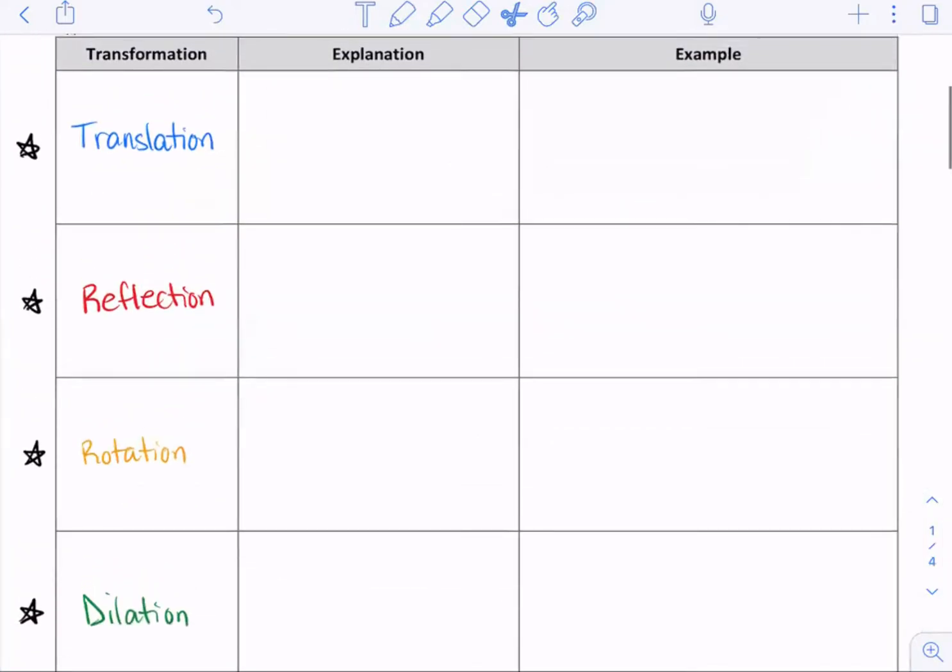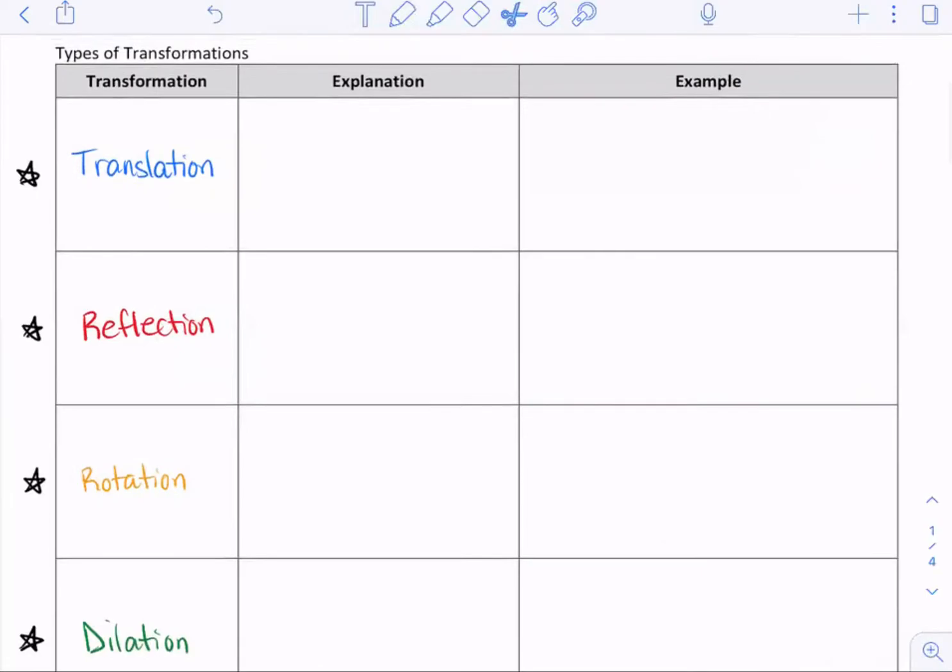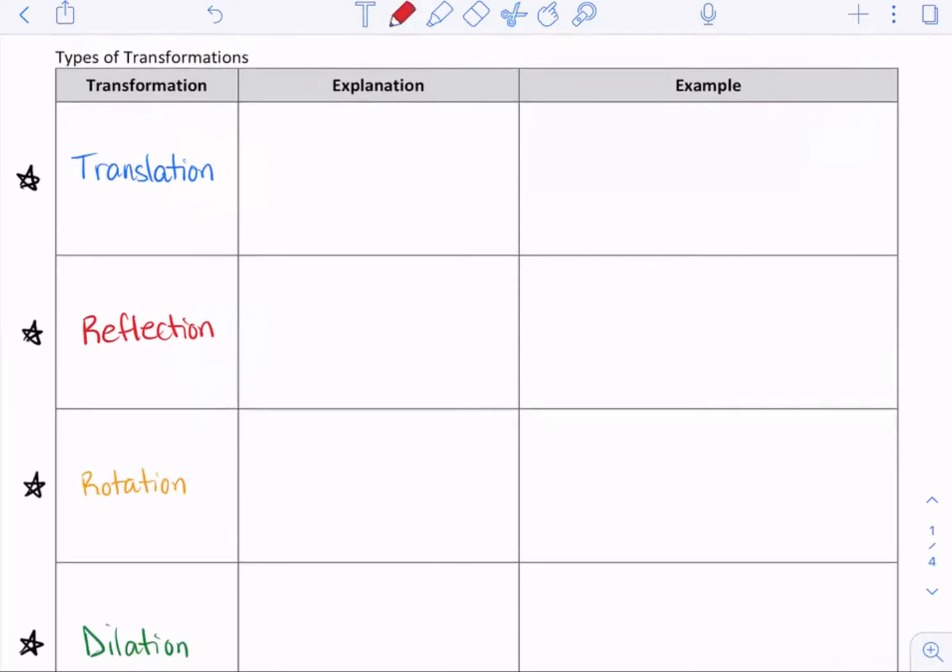So the first transformation, hopefully you remember. What does it mean to transform something? It means to change it in some way. So I might have a shape or a figure like a triangle on a coordinate plane, like I have it graphed, and I might do something like move it or turn it or make it bigger or smaller or flip it somehow. So these are the different transformations. I want to make sure you understand the difference. So starting with a translation.